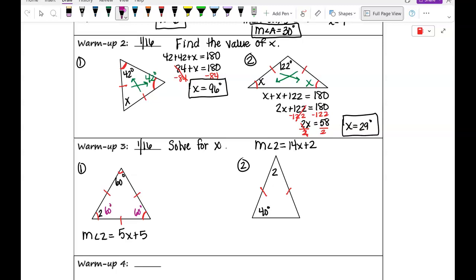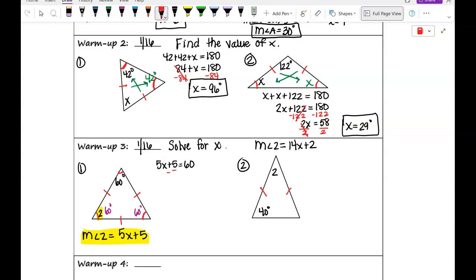Which is great, but that's not what they're asking me. They're not asking me for the measure of the angle. They're asking me to solve for x. In this case, the measure of angle 2 has a value of 5x plus 5. Angle 2 is this angle here, which means that 5x plus 5 is equal to 60, because we know that angle has to have a value of 60 degrees because all three sides of that triangle are congruent.